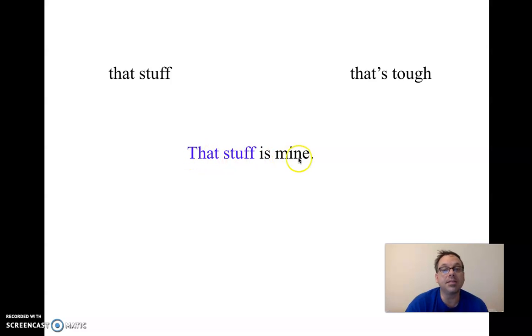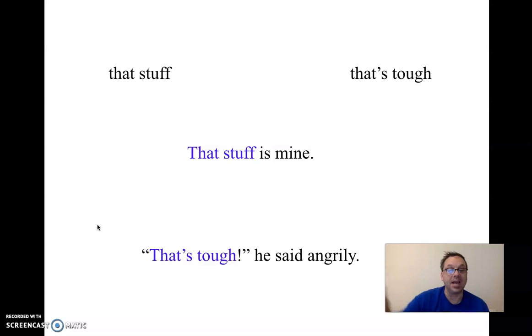That stuff is mine. That stuff is mine, right? Here. That's tough, he said angrily. That's tough, right? So we're going to hit this here, the ST, and here, with this T and this S not being near as strong as the sounds that follow, the S or the ST and the T, right? Those are much stronger than the ends of the previous words.